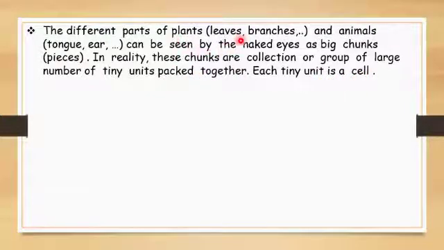So, if we take an example, leaves, those leaves are made up of a group of tiny units. I mean by that, this leaf is made up of a group of cells. Now we will see these cells under the microscope. We'll start by how to prepare, for example, an onion cell to see its structure under the microscope.